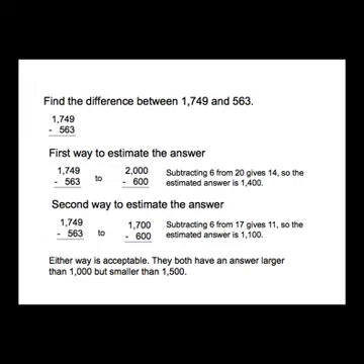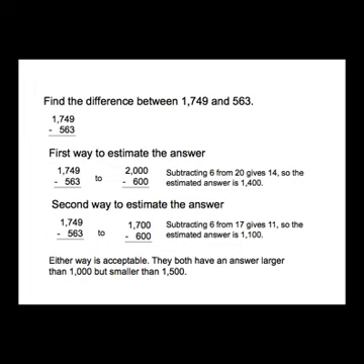For example, to find the difference between 1,749 and 563, you have them lined up. 3 from 9 is 6. Then 6 is higher than 4, so borrow 1 from the 7. So 14 minus 6 is 8. You have then a 6 minus 5 is 1, and the 1 comes down for an answer of 1,186.